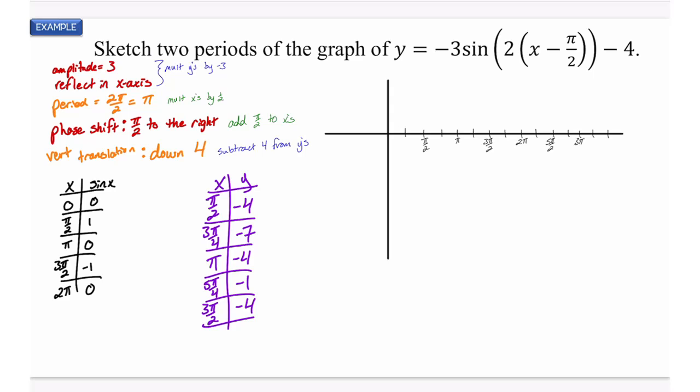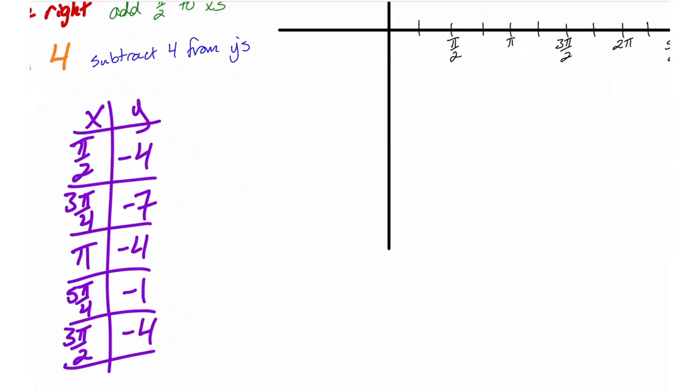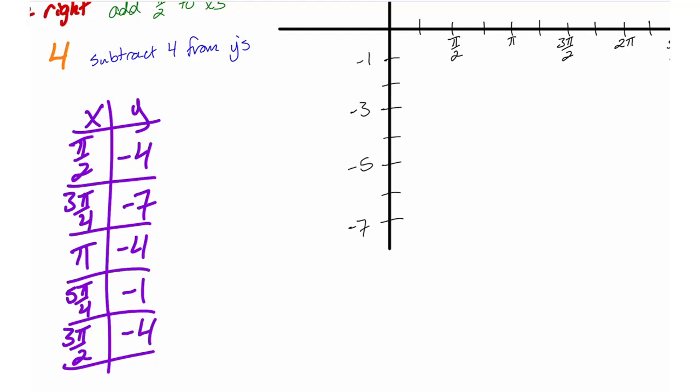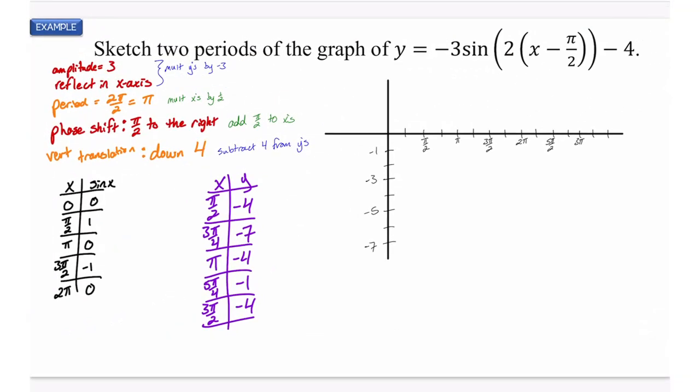Now, for the y-coordinate, when I was making my grid, I already knew that I had to go down to -7 and -1. So I really need more space in the negative y than I do at the top. So I'm just going to get down to -7. So there's -7.